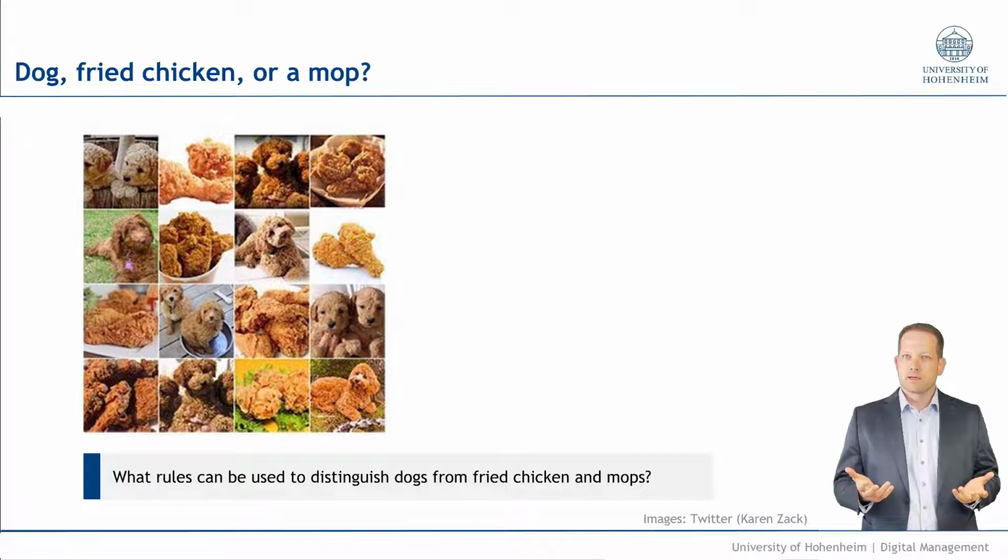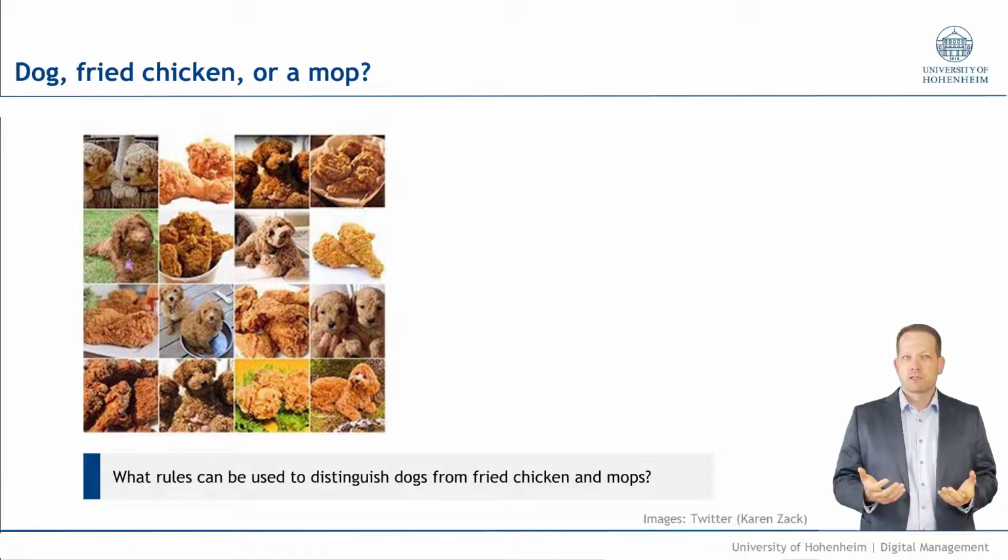Well, what do you think? How easy is that for a computer? Well, it turns out it's rather difficult. If you think about normal, regular programming, then you would need to describe some rules for how to distinguish these pictures from each other, how to know whether it's a dog or a fried chicken. Well, somehow both are curly, so you can't really distinguish them, and you don't really know a lot about the texture because these are only images.